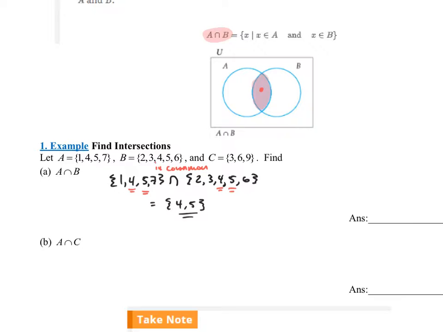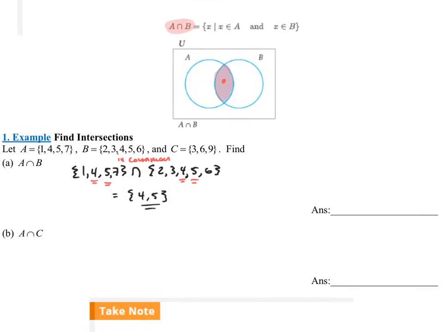It is not the numbers 4 and 5. It is the set containing 4 and 5. So the intersection of sets is a set. Your answer must be a set and must have the braces in there. Okay? Let's look at the next problem, which says A intersect C. So let's write out A again, which was 1, 4, 5, and 7, and they want that intersected with C. C was 3, 6, and 9. That's given in the problem.